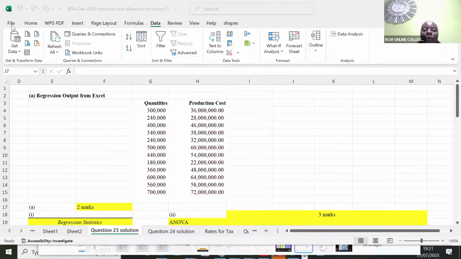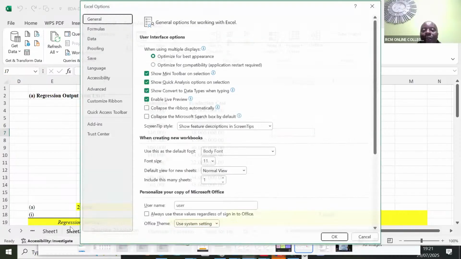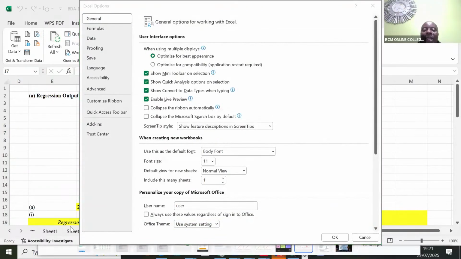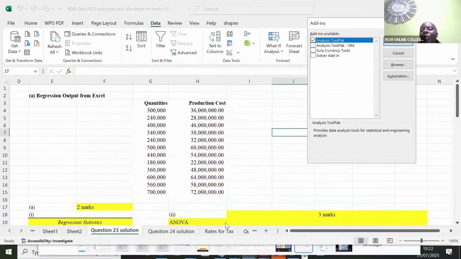Please go to File. Click File. Then look for options. In my case, I can't see options here, so I need to say More, and then I go to Options. When you are in the Options area, you want to add an add-in, because you don't have the data analysis toolpack. So you say add-ins, and you simply say go to. Once you say go to, you'll get this pop-out window.